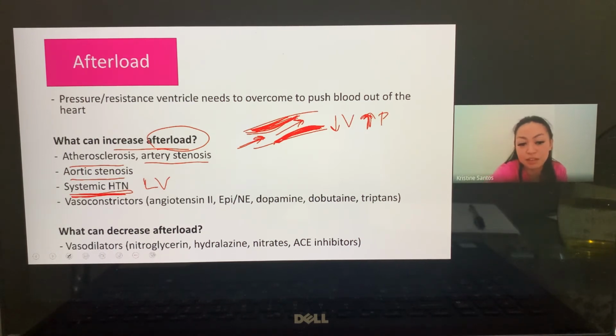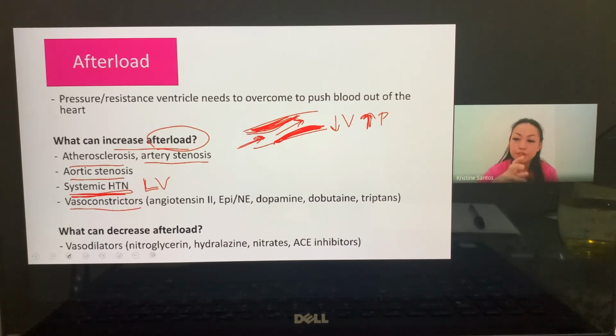Again, it's going to make it difficult for the left ventricle to pump blood to the systemic circulation if this aortic valve is stenotic, if it's narrow, if it doesn't want to open. The last one that can increase our afterload is vasoconstrictors. So remember last week I talked about renin and angiotensin II. Angiotensin II is a very powerful vasoconstrictor.